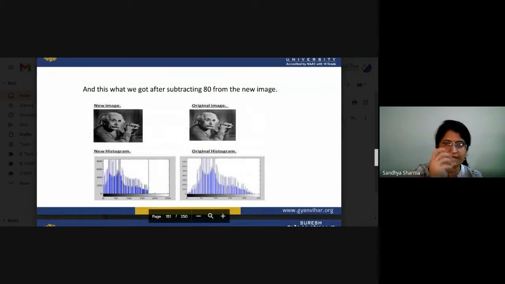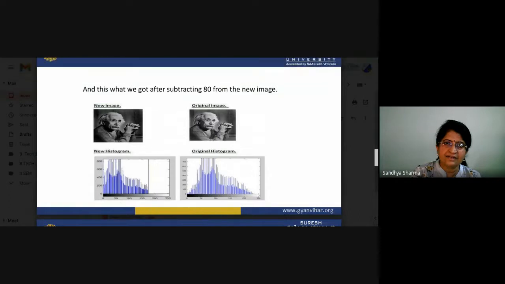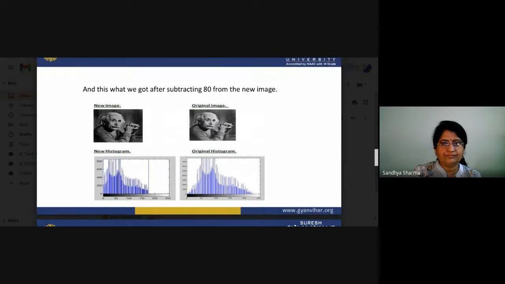So you can see here what we got after subtracting 80 from the new image. This is the original image, and in this original image we have to subtract 80. Then we will receive this image. So that is the new histogram and this is the original histogram. In this way we can compare. This is a technique by which we can control the brightness.